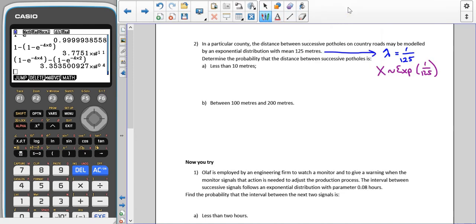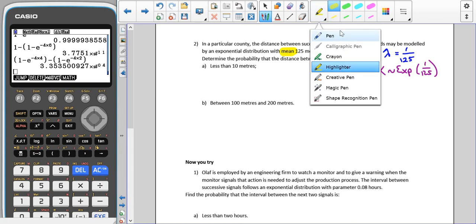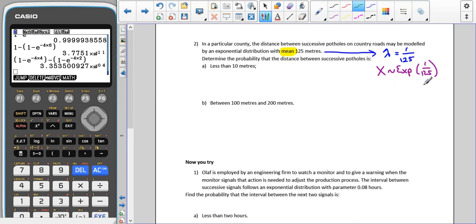If it says mean, then we have to do 1 over that to get the parameter. If in the question it says that this is our parameter, we can just use that straight away. So you need to be careful with that. That's the difference between if you are given the mean and if you are given the parameter.